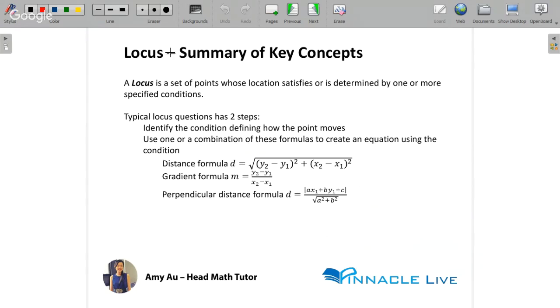So what exactly is locus? A locus is a set of points whose location satisfies or is determined by one or more specified conditions. It sounds fancy, but as you'll see in some of the questions later, conditions could be a distance condition. For example, P has to be moving at a certain distance from two points or something like that, or it could be a gradient condition. So at the end of the day, I'm going to jump ahead a bit to the next slide.